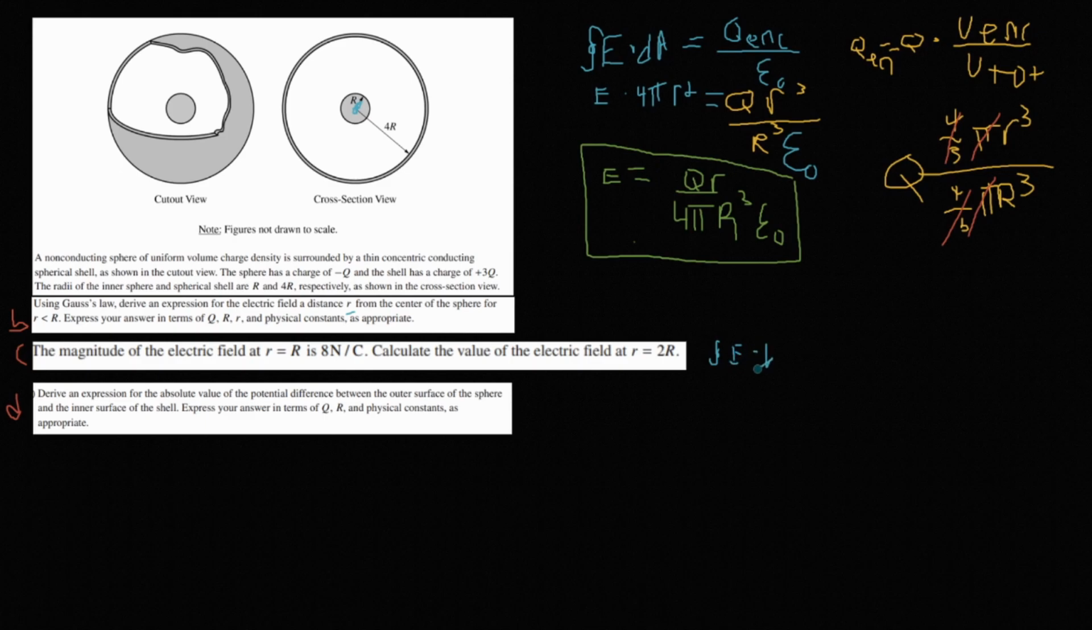So E dA is equal to Q enclosed over epsilon naught. But here, we know this is going to be E times 4 pi little r squared. And this time, you don't have to do any of this. This is just equal to Q over epsilon naught.